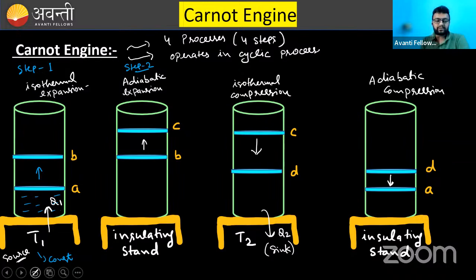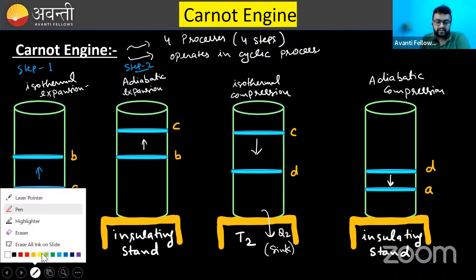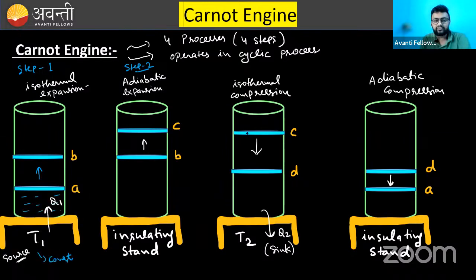So there were four steps, or four strokes, as sometimes people call them. This is step 3, and this is step 4. This is what is happening: two processes are isothermal and two processes are adiabatic. This is how a Carnot engine works.